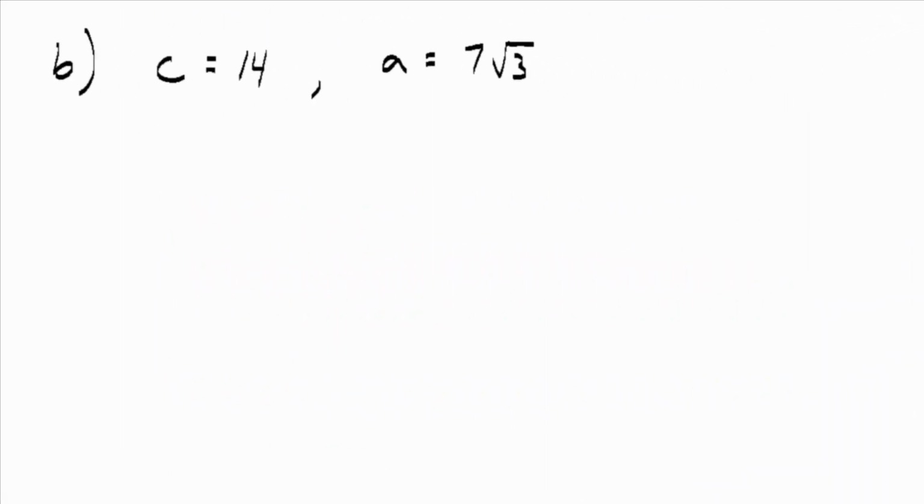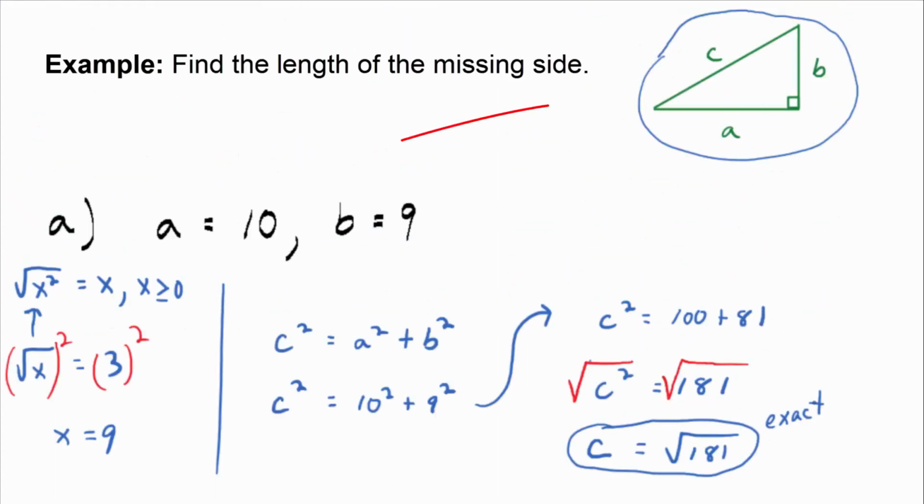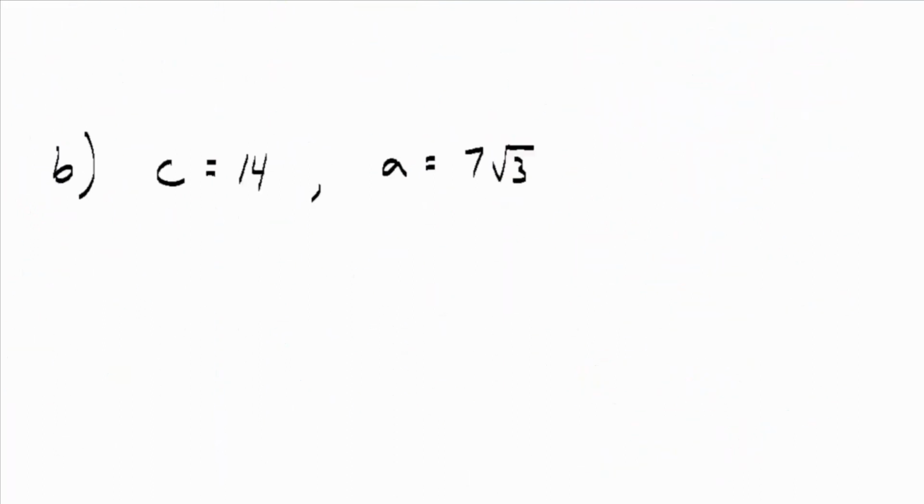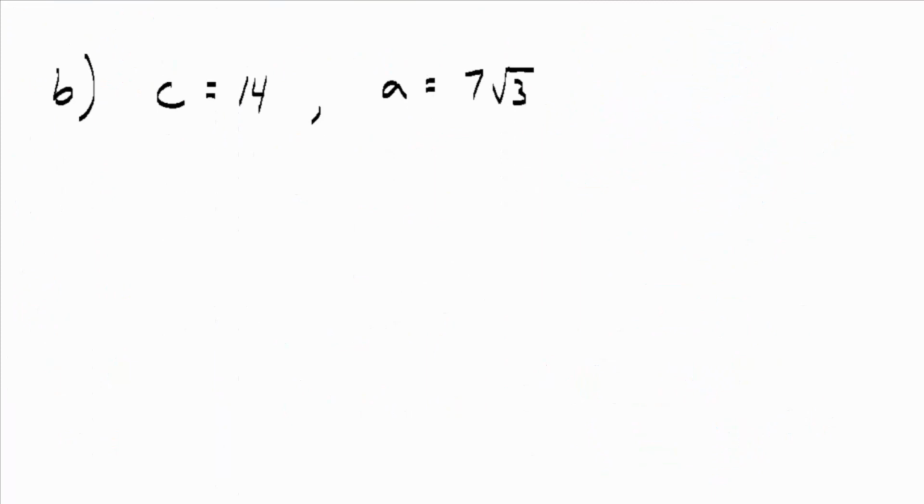Part B, same triangle, but now you're given C is equal to 14 units and A is equal to 7 root 3 units. What are we missing? If you look at this picture up here, what are we missing? Looks like we're missing B to me. So it doesn't even matter, does it? If you know you're talking about a right triangle, just write down the Pythagorean theorem. A squared plus B squared equals C squared, and fill in what you have, and then it'll become apparent what's missing after you fill in what you have.